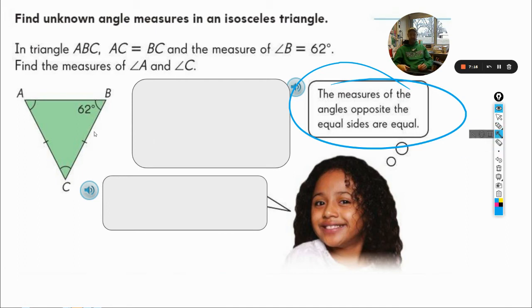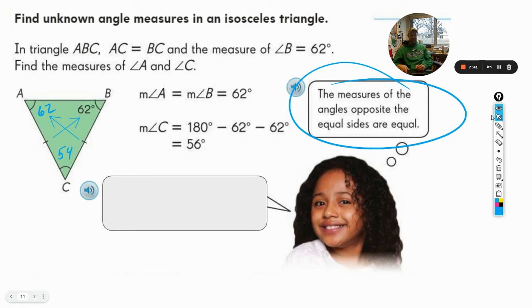Okay, so the rule we just learned is in isosceles triangles, opposite angles are equal. So if that side is opposite a 62-degree angle, the equal side is also opposite a 62-degree angle. And now we have to do 180 minus 62, and C should end up being 54. Did you get that?